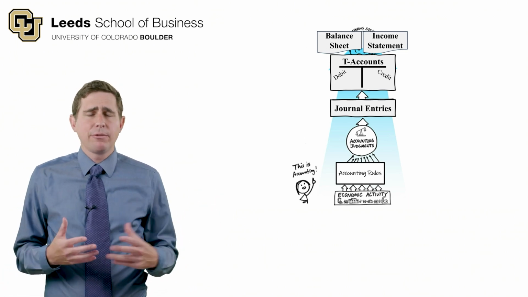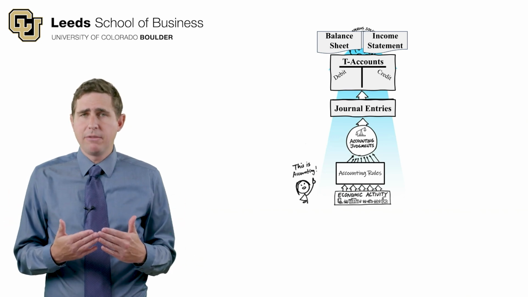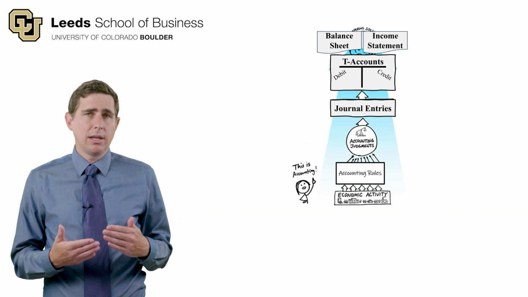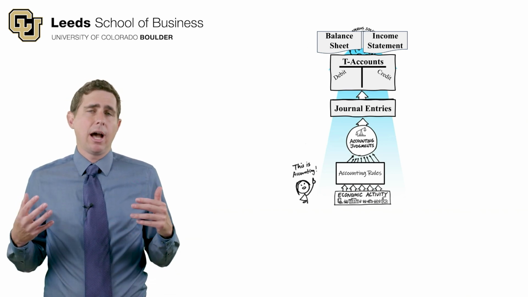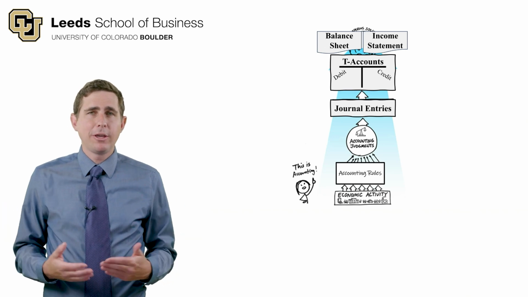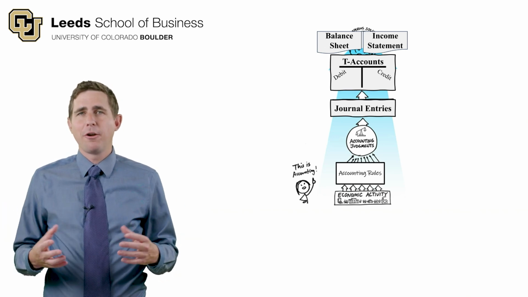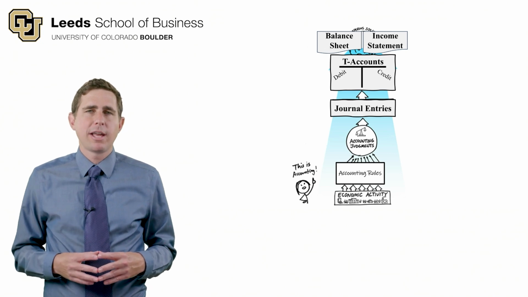Firms engage in lots of different economic activities. They take investments from investors. They invest in assets like inventory and PP&E. They produce and sell inventory. They pay employees, and they do all sorts of other economic activities. And sometimes we'll refer to these as transactions.